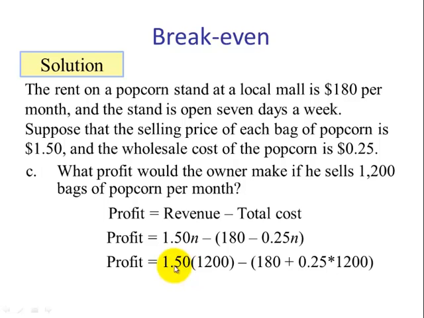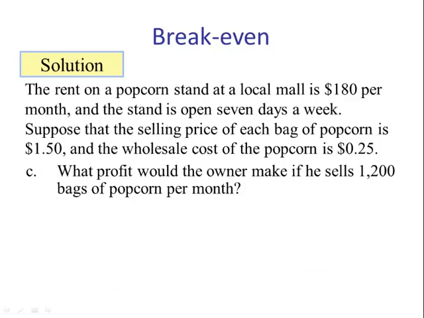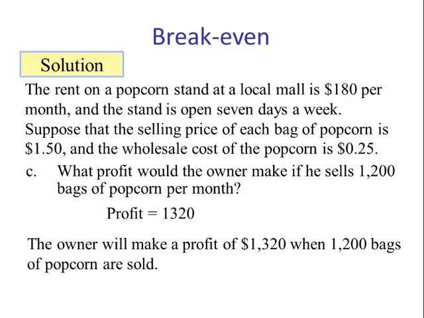Following the order of operations, we multiply these two numbers. Next, we have to compute what's in parentheses before we can subtract. So we take 0.25 times 1200, add 180, we get 480. 1.5 times 1200 is 1800, and we see that our profit is 1320. So in terms of this problem, the owner will make a profit of $1,320 when 1200 bags of popcorn are sold.